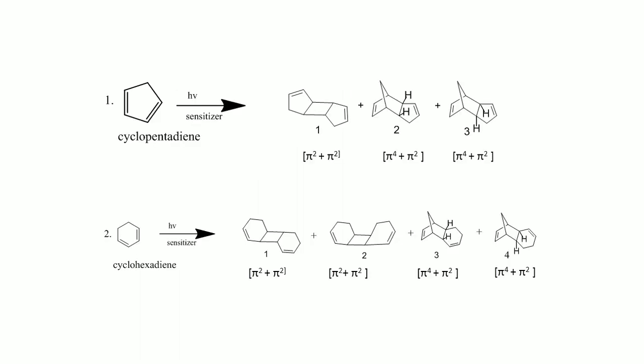So here you can find two reactions. First one already we discussed. If you take second one, cyclohexadiene, if you irradiate your compound in presence of sensitizer, you'll get 4 different products. First one and second one are due to pi 2 plus pi 2 addition, and third one and fourth one are due to pi 4 plus pi 2 addition. Third one will be very trace, and 1, 2 and 4 will be in equal proportion. First one is trans and second one is cis form.